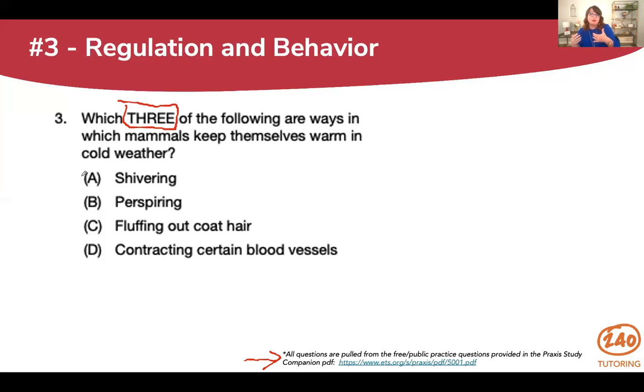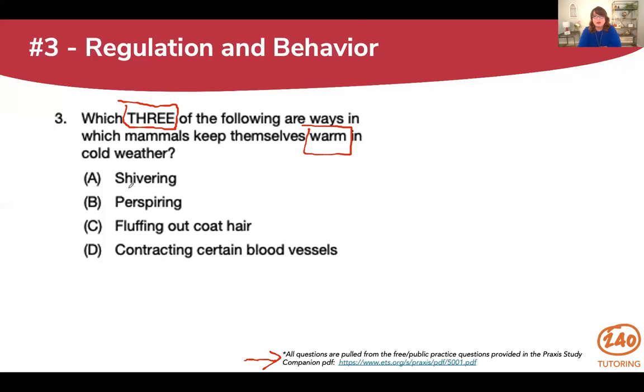So for example, in humans, we need to maintain a body temperature of 98.6 degrees Fahrenheit. If we get too hot, our skin sweats to try to bring down that body temperature. If we get too cold, the muscles shiver to try to bring that body temperature up. So I kind of gave you some of the answers to this one. If we're looking at mammals and we want to stay warm in cold weather, which of these would that mammal do?